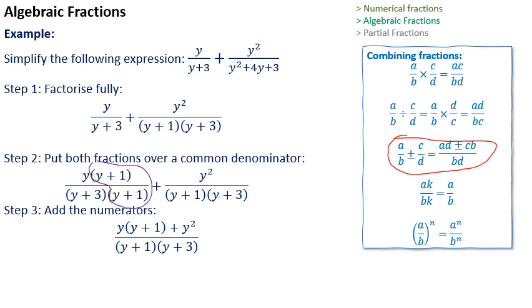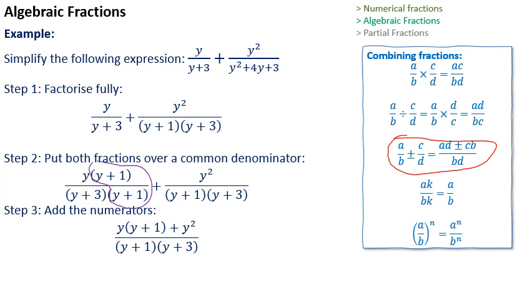So we have y times y plus 1, lots of 1 over y plus 3 times y plus 1, if you like. That type of fraction is 1 over y plus 3, y plus 1. And the numerator tells me the number, in other words, how many of that fraction I have. On the right, we have y squared as the numerator. When we add those together, this is what we get.